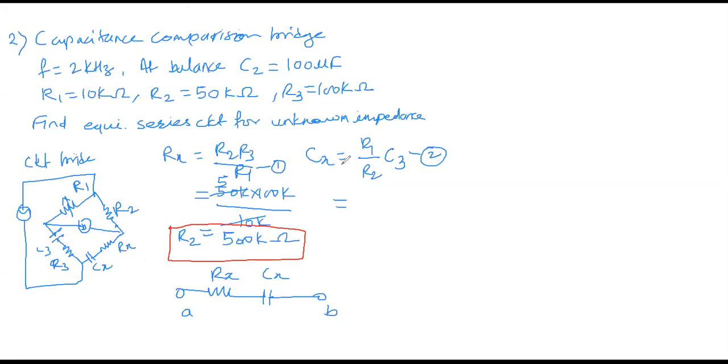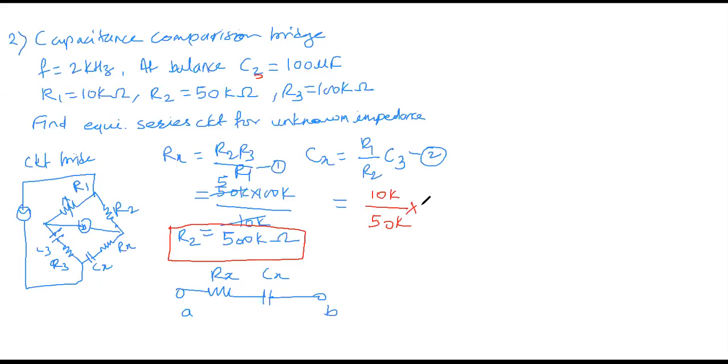This is the answer for Rx. Okay. Then Cx. R1 is how much? R1 is 10K, R2 is 50K. Okay. Multiplied by C3. Okay, here I have written C2. So what should I write here? C3. Okay, there is one mistake by me. So C3 is 100 microfarad.